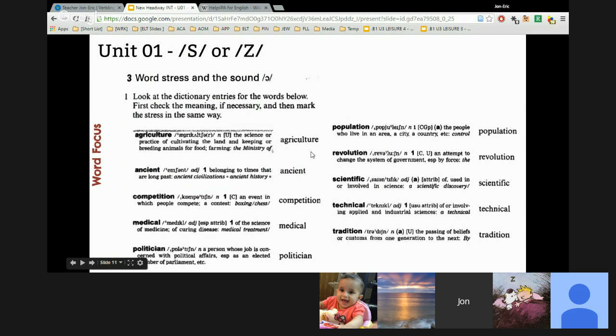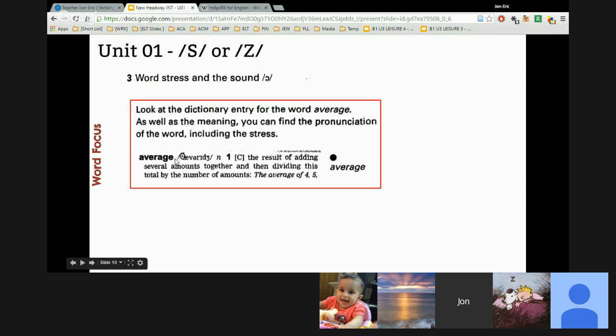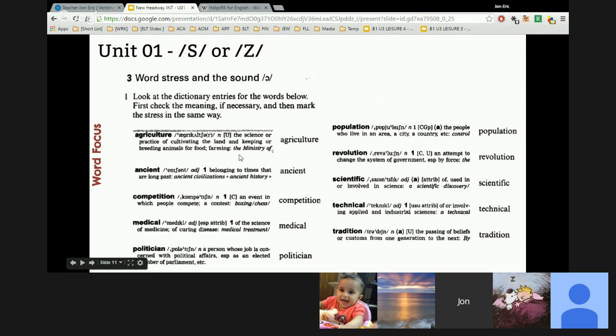So it says to look at the dictionary entries for the words below. It might be a little difficult to see this, so you might need to open the link in your computer. But I want you to look at the IPA symbols. And then I want you to check the meaning if necessary, then mark the stress in the same way. How was the stress marked? They just circled it. In your case, all I want you to do is just say the words, and I want you to notice where the stress is. So when you say the word, you're saying the stress correctly. That's it. That's all you really have to do.